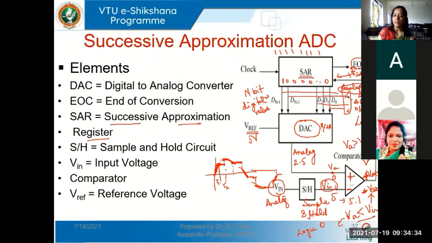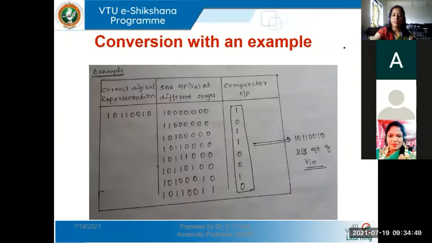If you use a latch here, that latch will contain the digital data at the end of the conversion, which can be taken out as required. So this is the description. You can take an example here.